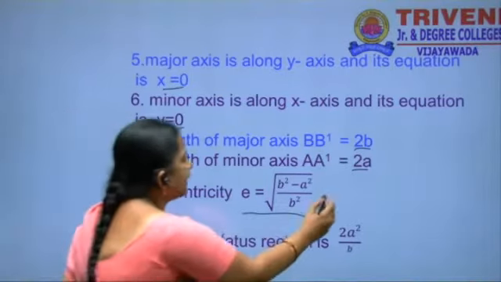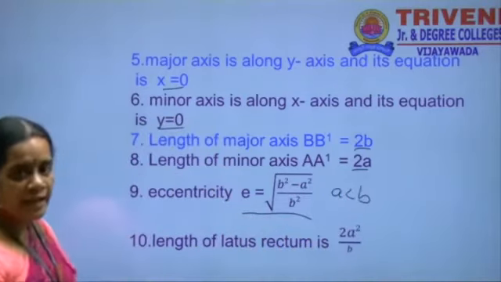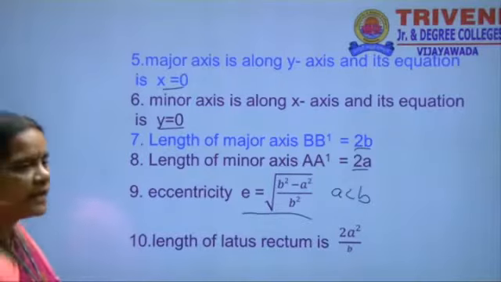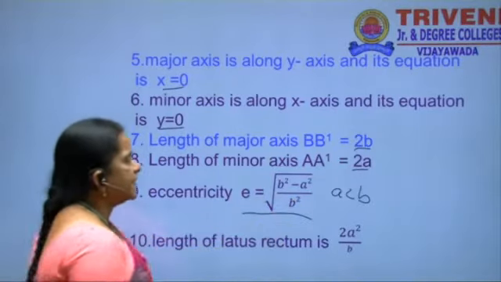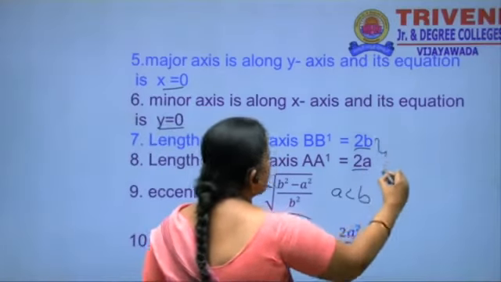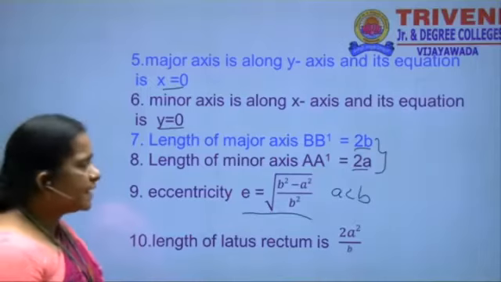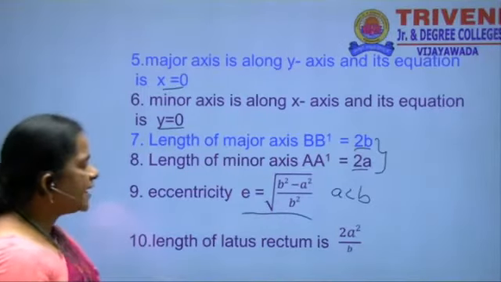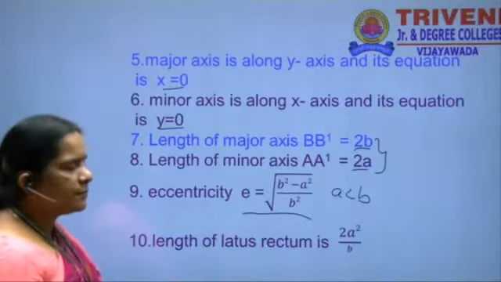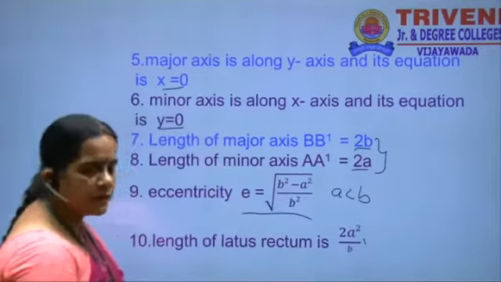Here we are writing a is less than b. Suppose a is greater than b, the eccentricity is square root of a square minus b square by a square. Also, when a is greater than b, major axis is 2a and minor axis is 2b. And the length of latus rectum is 2b square by a, but here it is 2a square by b.